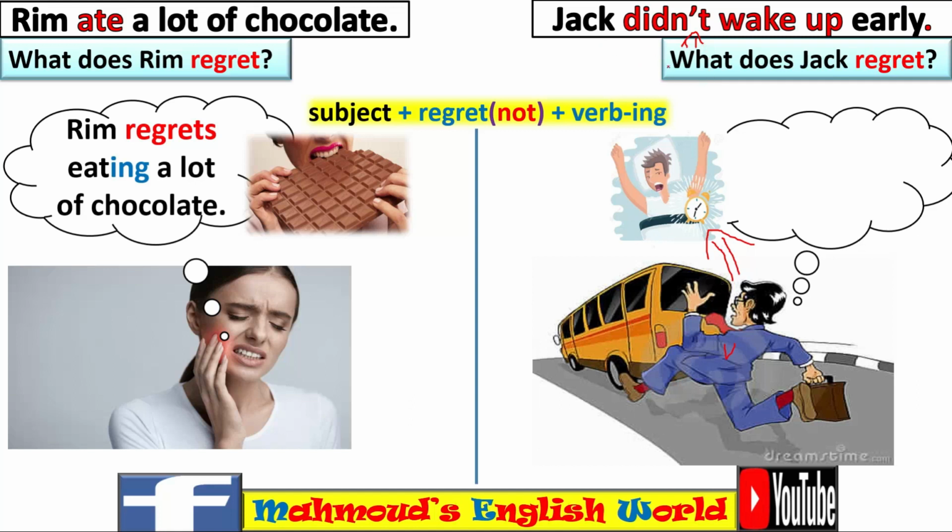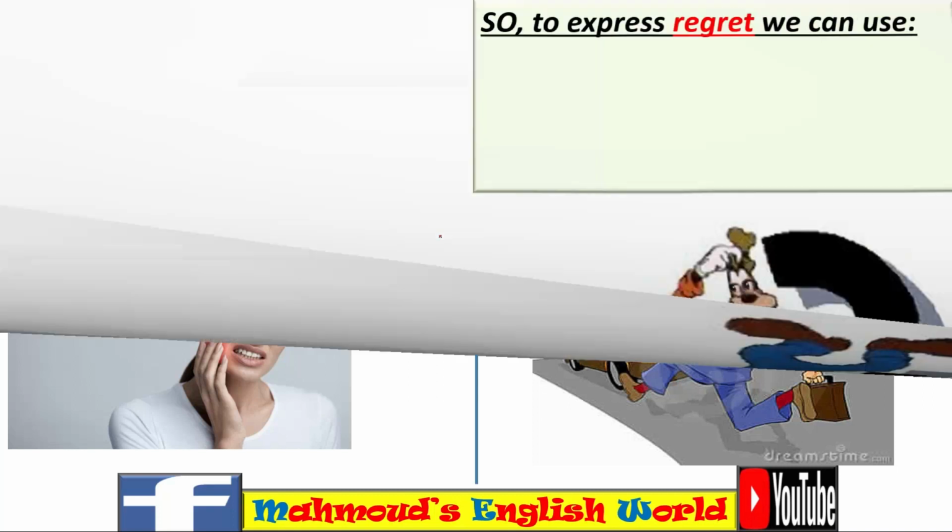Excellent. Jack regrets not waking up early. As you can see here, didn't wake up is negative and regrets not is negative. So we don't change, we said negative, negative, affirmative, affirmative. Great job. So now we saw 4 expressions to express regret.